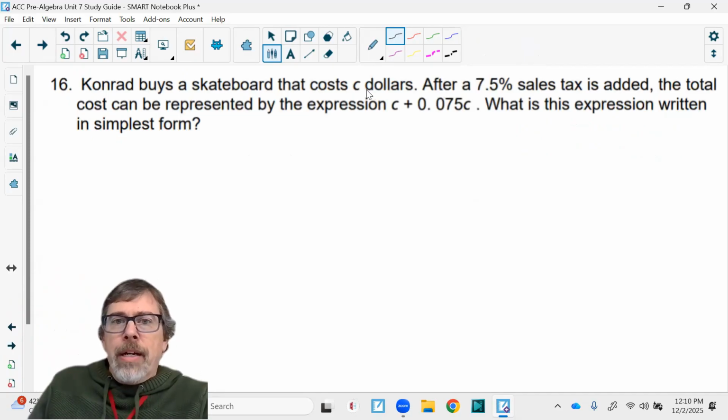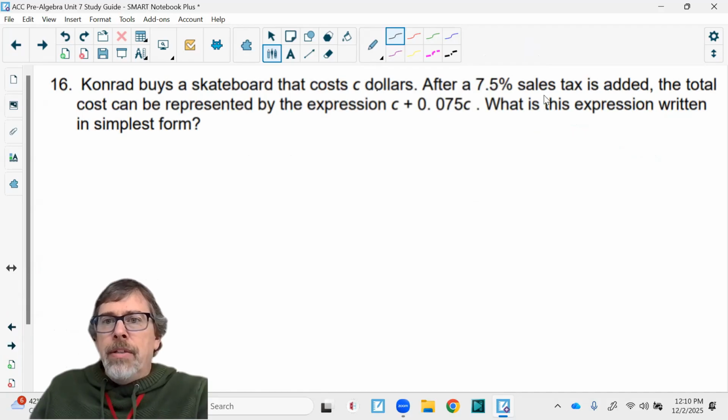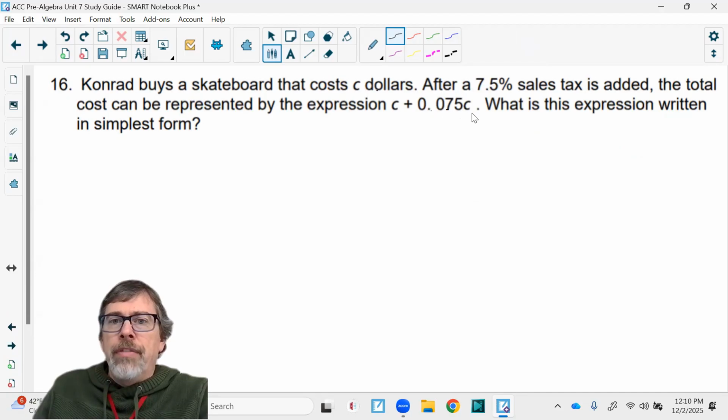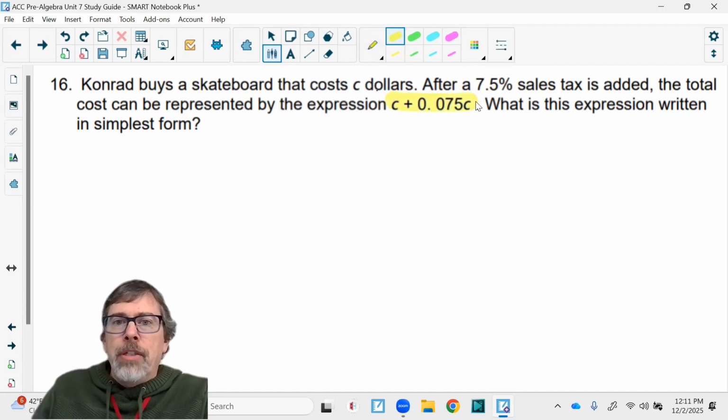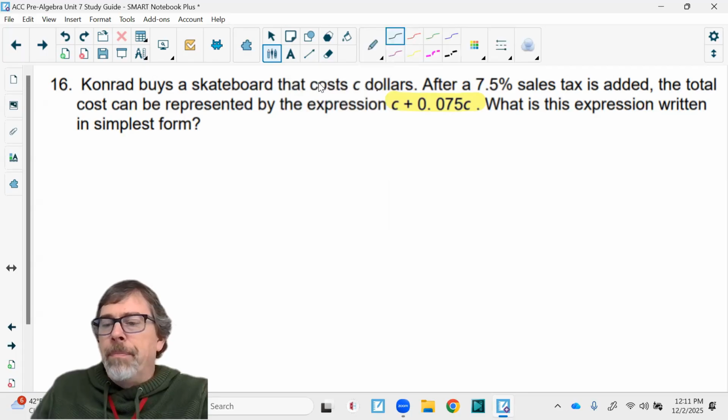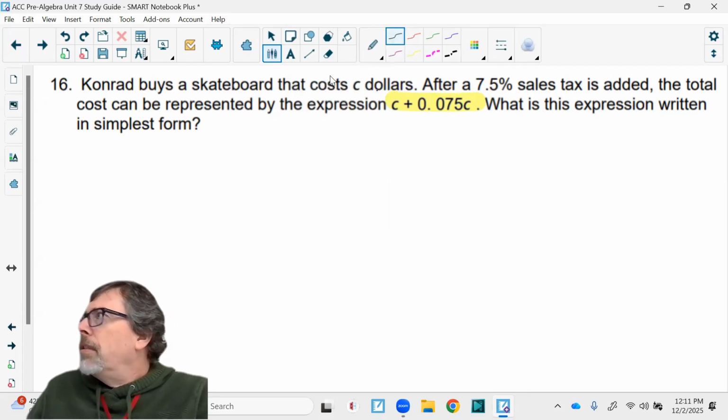Conrad buys a skateboard that costs C dollars. After a 7.5% sales tax is added, the total cost can be represented as the expression, the price plus 0.075 times the cost. Okay, what is this expression written in simplest form? So they gave us this expression and they just want us to simplify it. Okay, let me see. Still got 7 minutes.